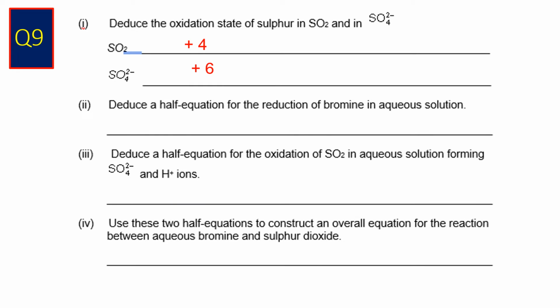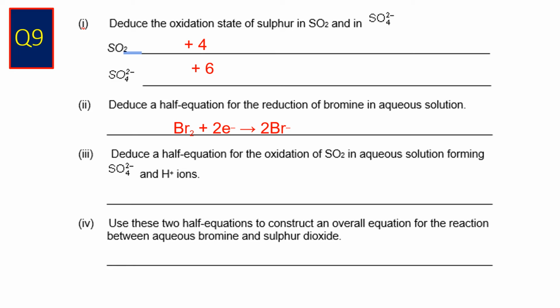So you then had to deduce a half equation for the reduction of bromine. So the bromine is going to be gaining electrons to form the bromide ion. Similar to the iodine question we discussed in the other video, people got this one the wrong way around. Read very carefully how they have phrased the question.